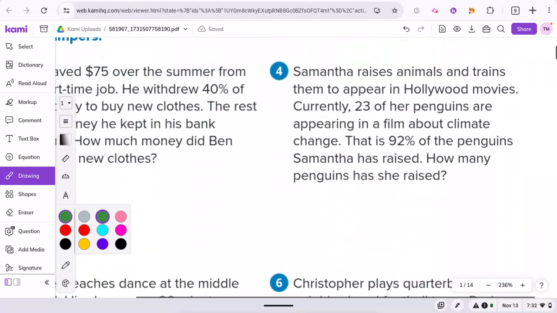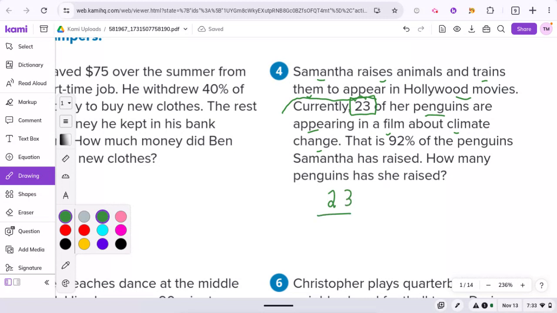Number 4. Samantha raises animals and trains them to appear in Hollywood movies. 23 of her penguins are appearing in a film about climate change. So that's not all of her penguins, it's part of her penguins. So 23 would be the part. That is 92%. We don't know how many she has in total yet, so we're going to put an X down here on the bottom. But we do know that 23 penguins is 92% of her total amount of penguins.